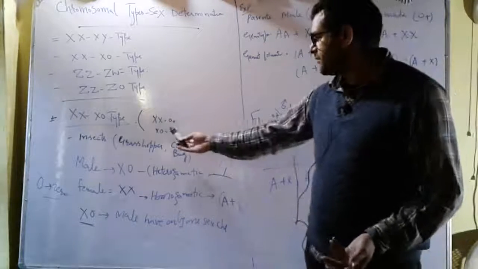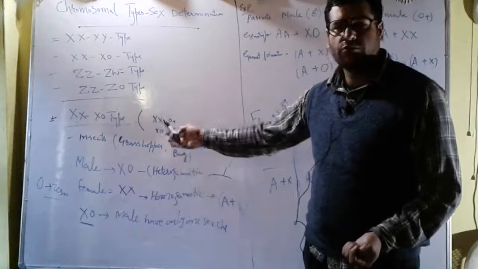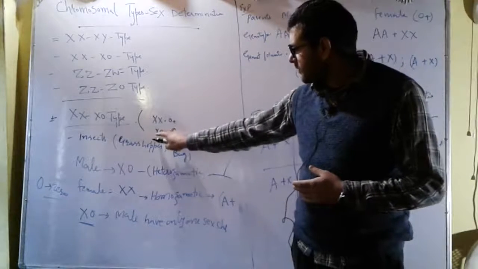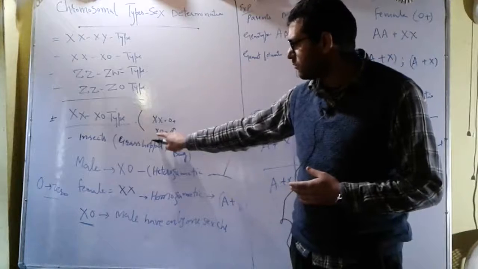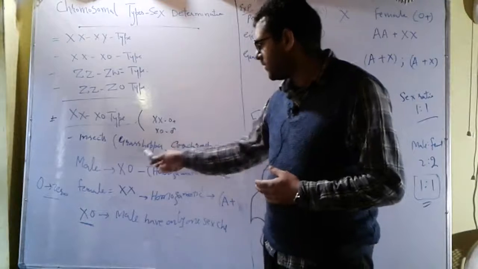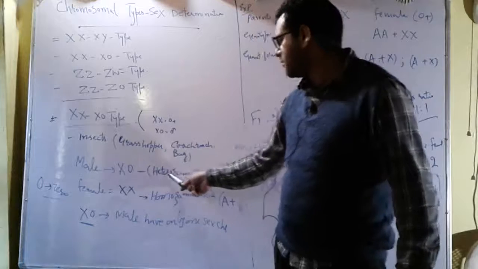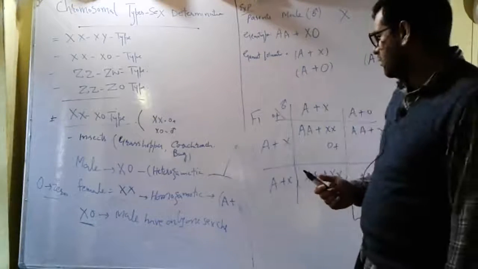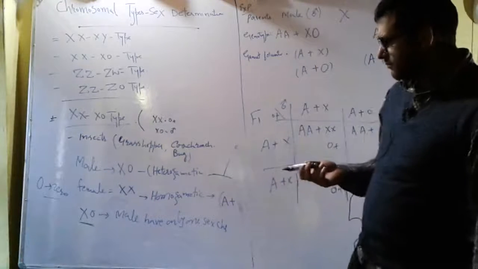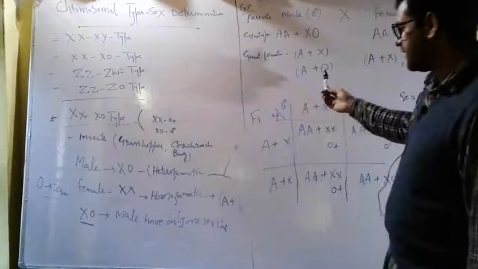Here females have two sex chromosomes, XX. They are homogametic as they produce similar types of gametes. The males have one sex chromosome, the other sex chromosome is absent, and the absence of the sex chromosome is represented by 0. So we have X0, and the males are heterogametic. They produce two types of gametes. One has the X sex chromosome, in the other gametes the sex chromosome is absent.